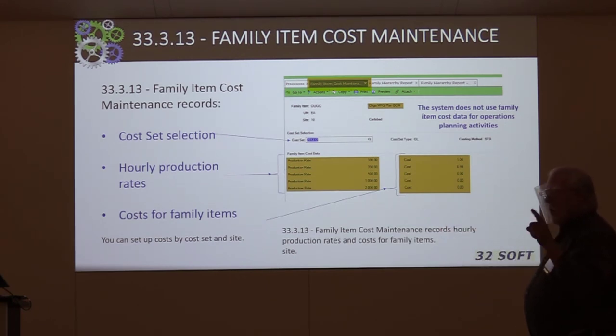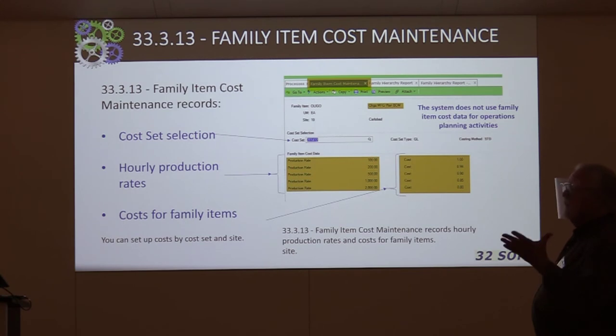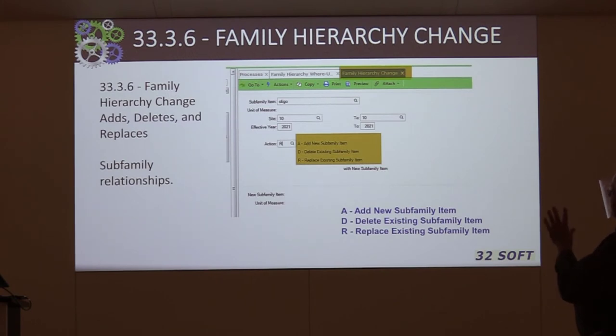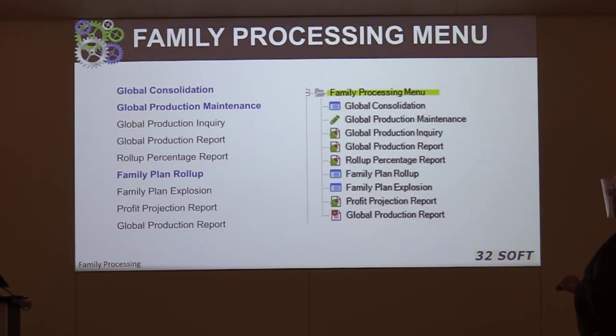But it's always important, because you're dealing with senior management, to be able to translate what you're doing at the sales and operations planning level into money. You need to talk their language. So although this does not actually have any functionality from a reporting point of view, it's critical. You've got family hierarchy change. You can change, add, delete the relationships with those. I've found when I do this that I play with this a lot because you really need to model this exactly. Family processing talks about the process of global consolidation, production management, and then what we call family plan roll-up.